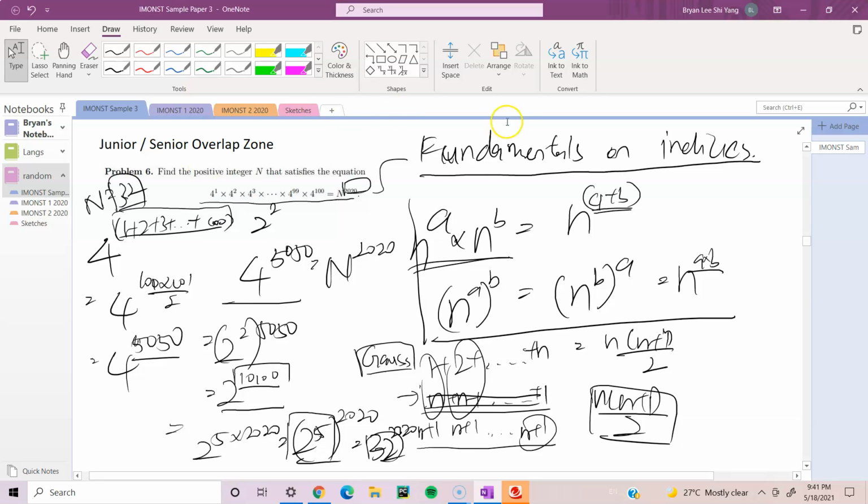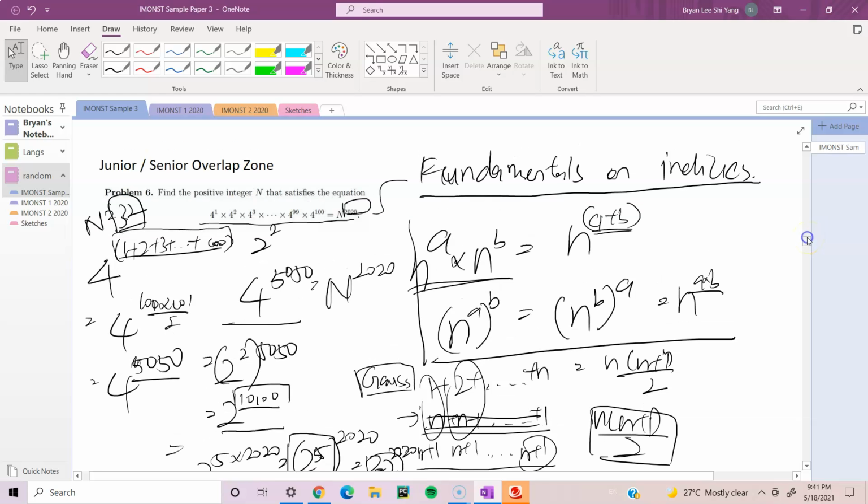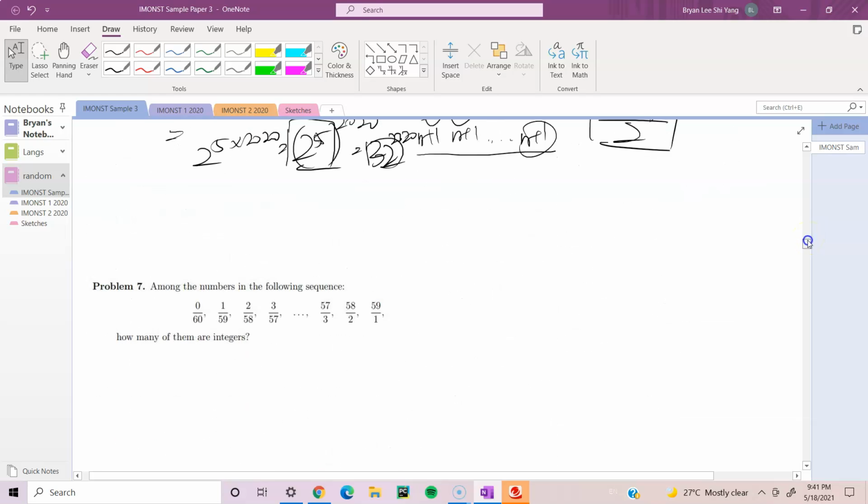I think this might be moderate difficulty. Of course, you need the indices knowledge to solve this problem. Now let's move on to question 7.